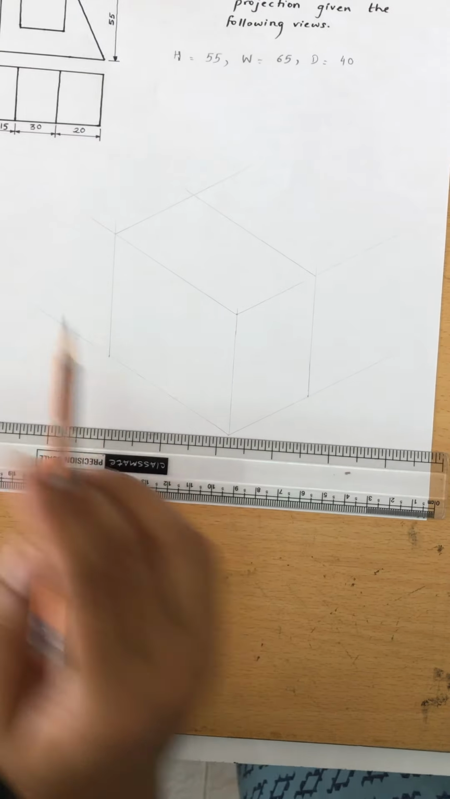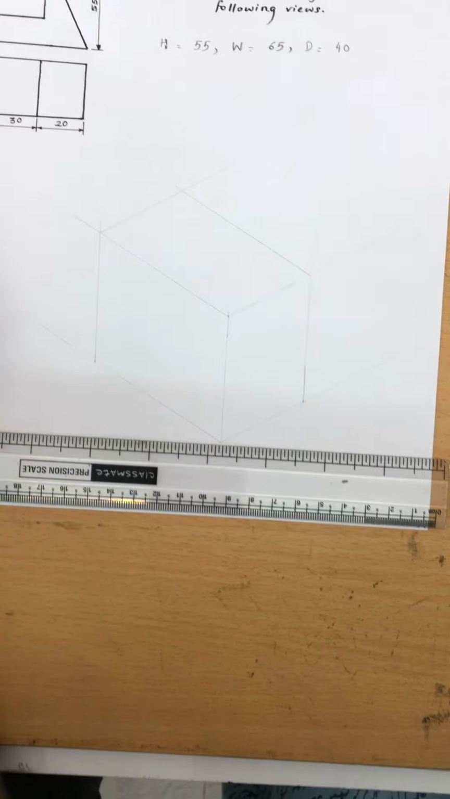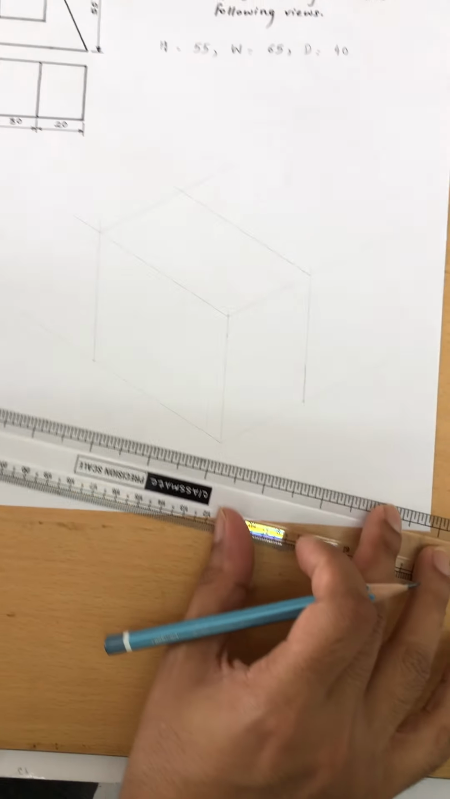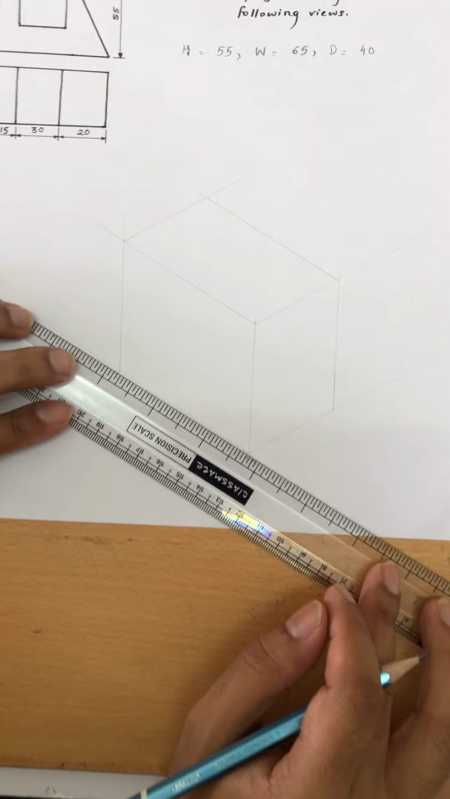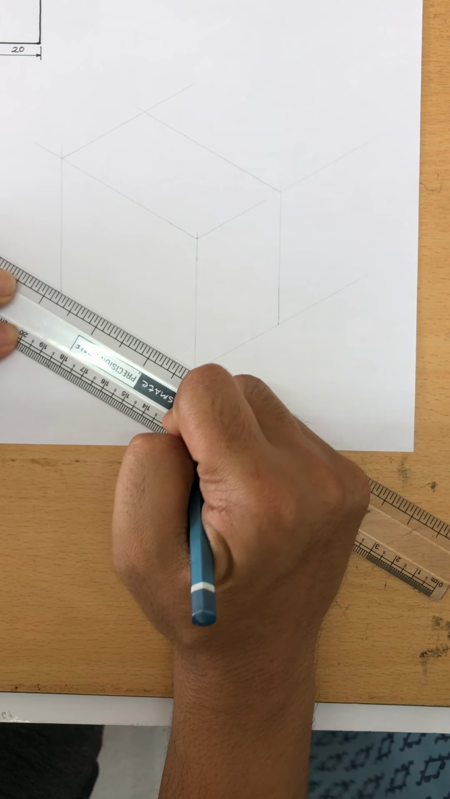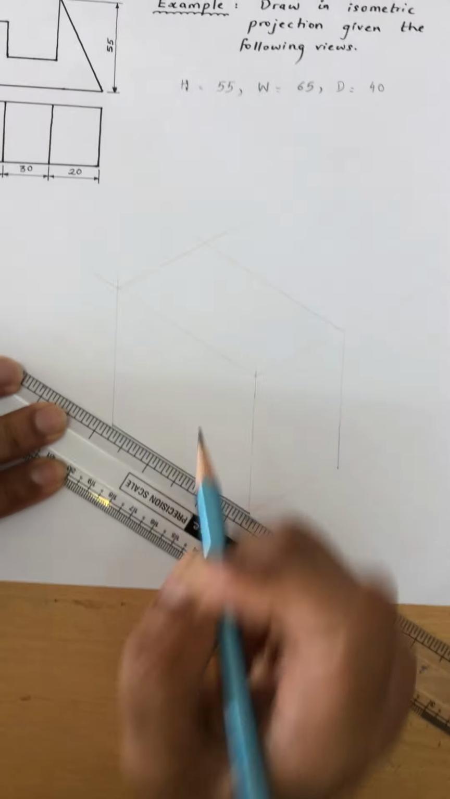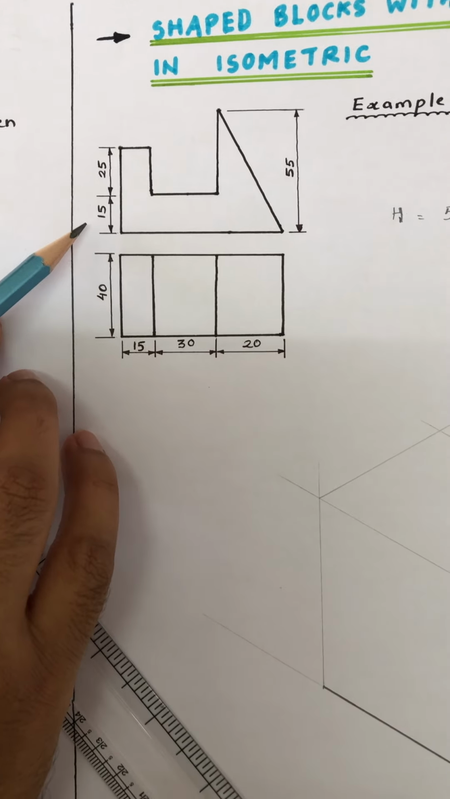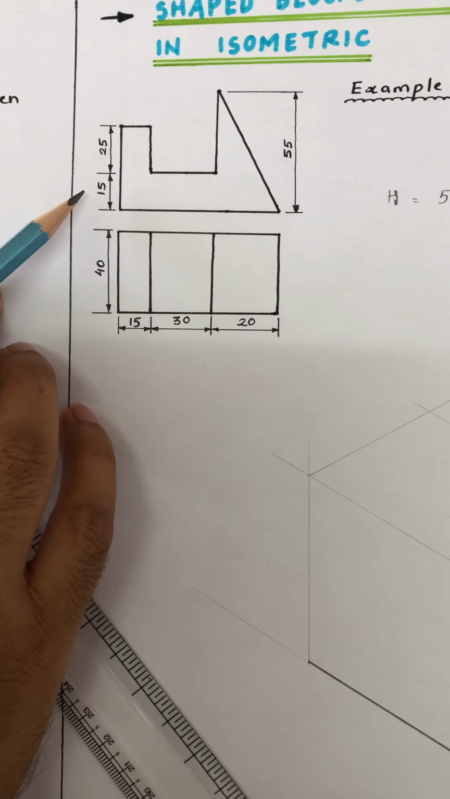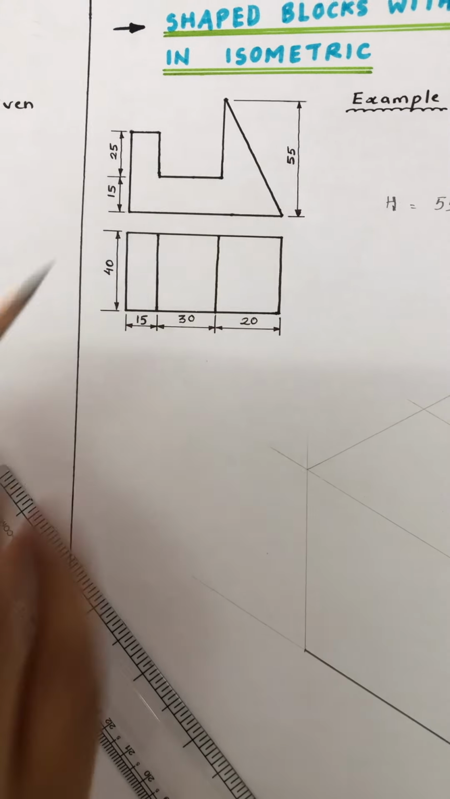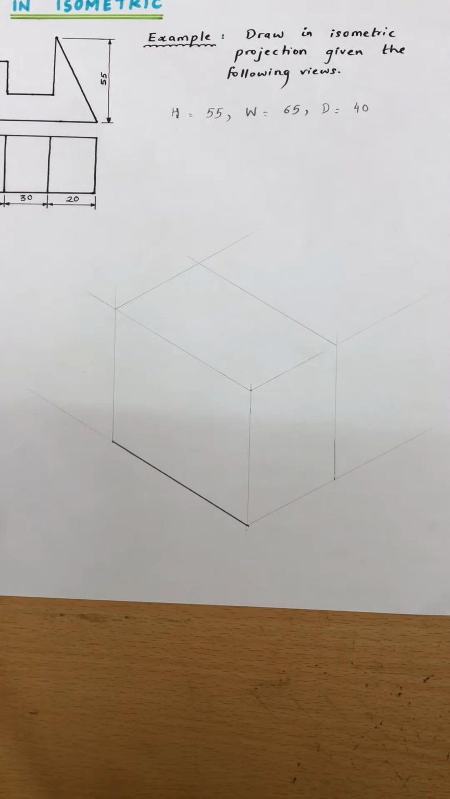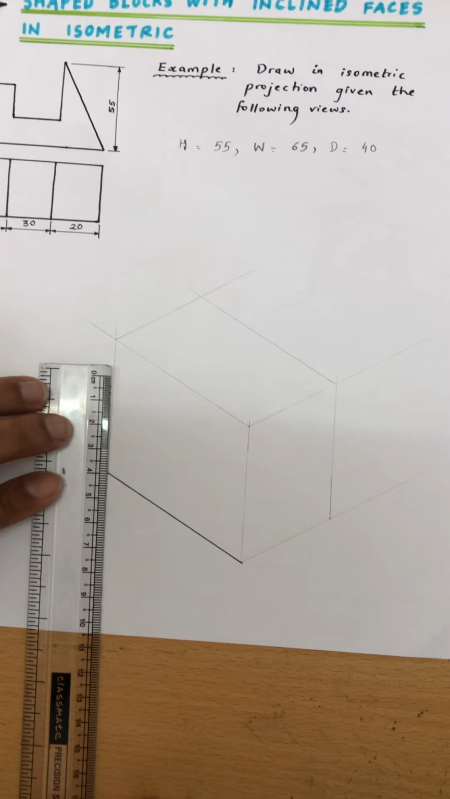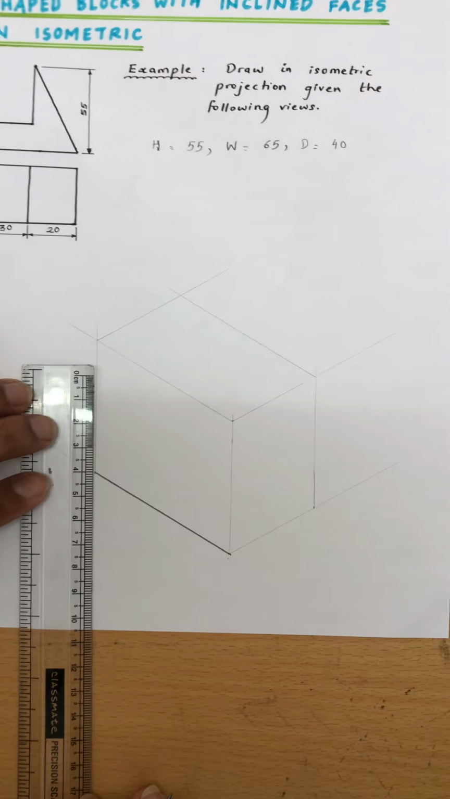Now I'm going to insert this front view here. So this is 65. I can make this line darker. This height is 25 plus 15, which gives us 40. 25 plus 15, it gives us 40. So I'm going to make this 4 centimeters. 40.